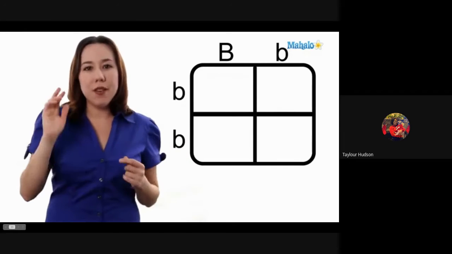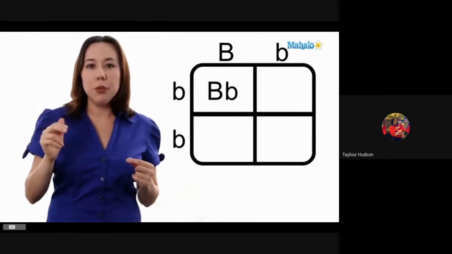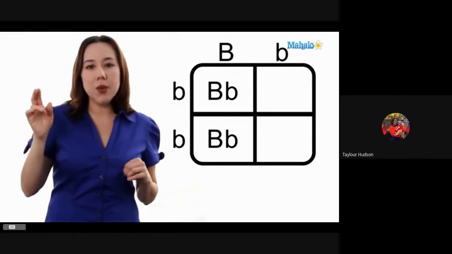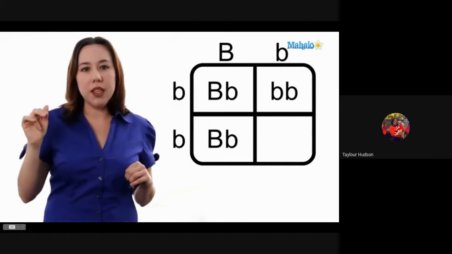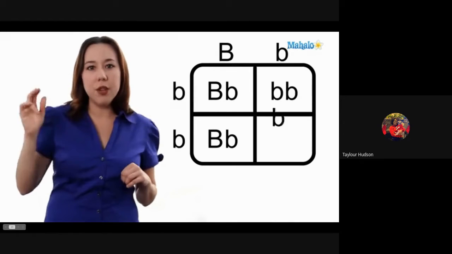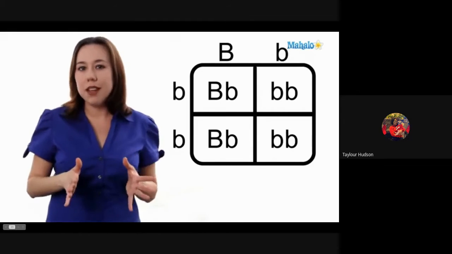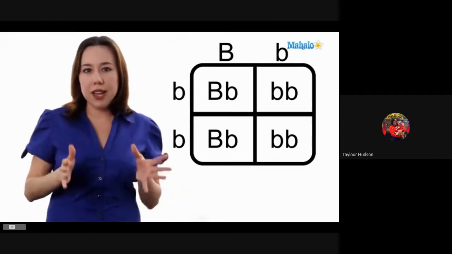So, we have on our top, big B, little b. Then bring another big B, little b down. In our right square at the top, we have little b, and our bottom right square, we have little b, little b. Okay, what does that mean for the probability of getting an offspring with what kind of eye color?